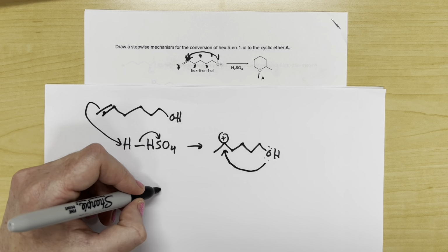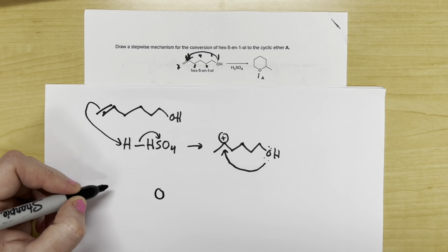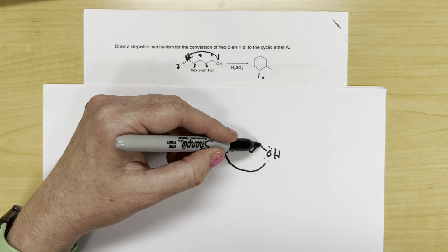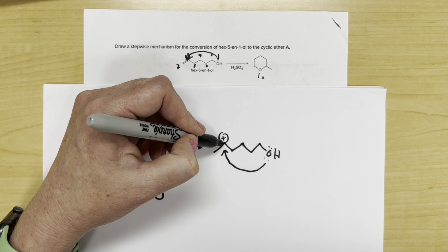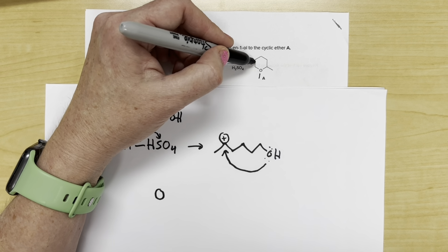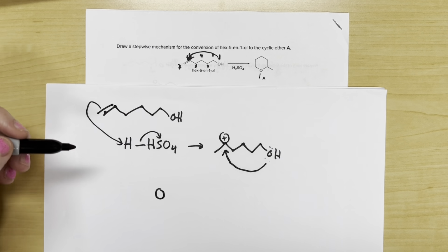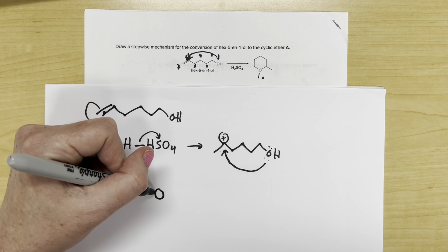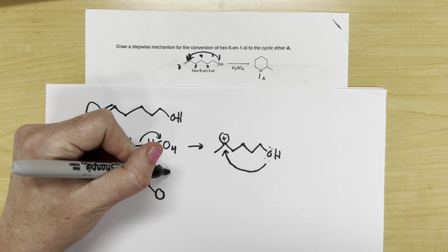And when it does that, if I draw this oxygen like this, I got 1, 2, 3, 4, 5 carbons, and then I know I'm going to have one sticking off. 1, 2, 3, 4, 5, and one sticking off. Oh, that works really, really well. So that is exactly what we would get.